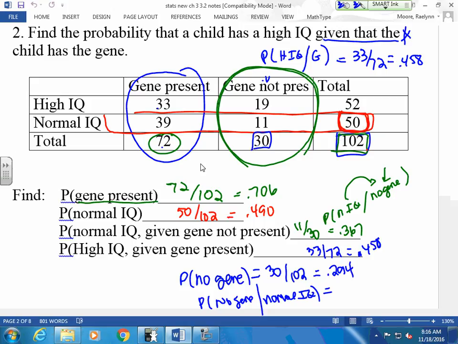So the normal IQ. I look for my normal IQ. I'm in this piece. I can't leave. Where's no gene? 11 out of 50. And again, I bring it down to 3 decimals, 0.22. The fractions are nice to see the part over whole. I like to see that there. But if you're going to compare decimals, it's probably easier.